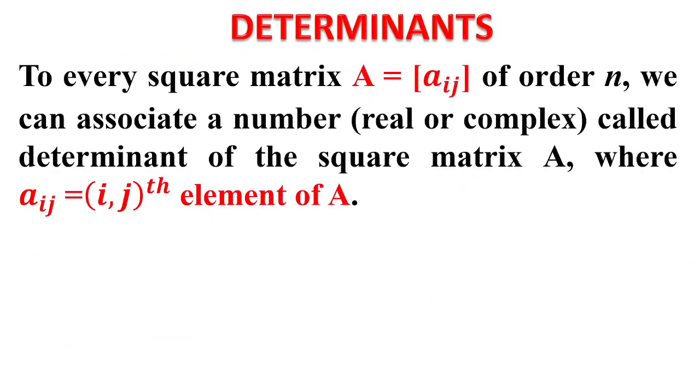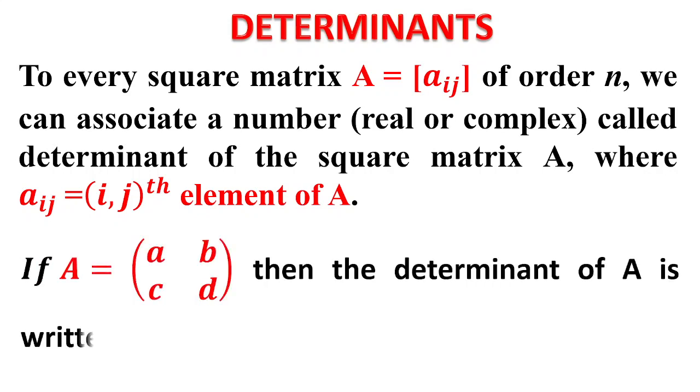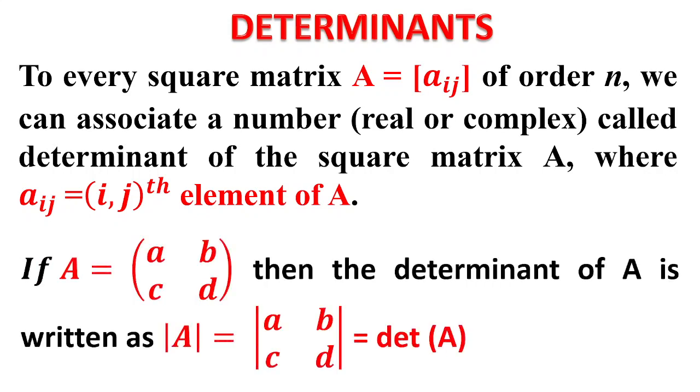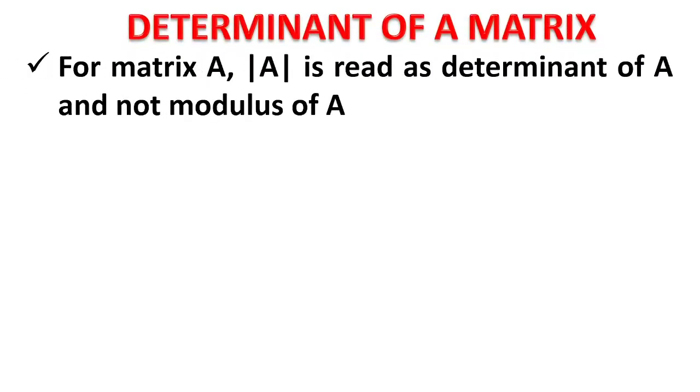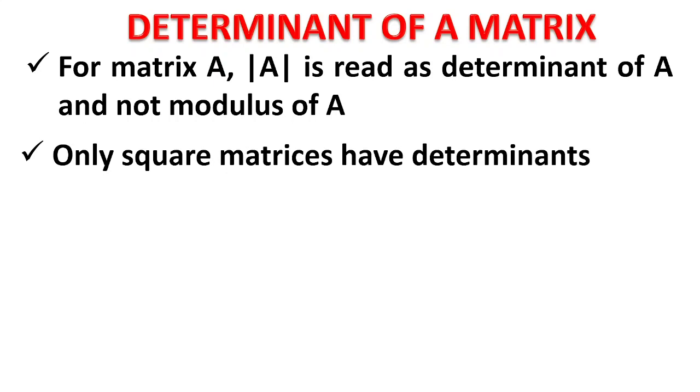To every square matrix of order n, we can associate a number, which may be either real or complex, called the determinant of the square matrix, where aij is the element in the ith row and the jth column. If A is equal to the matrix with entries a, b, c, d, then the determinant is denoted by det A. We have to evaluate the determinant for every square matrix. For a matrix A, det A is read as determinant of A and not modulus of A. You should be very careful. And only square matrices have determinants. This also you should remember.